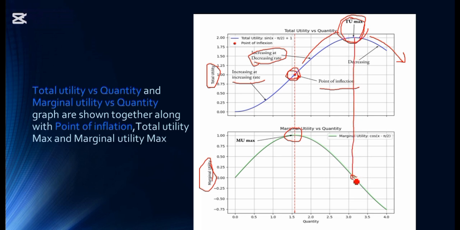Look over both graphs. After consuming one more good, we will not really get satisfied. In this case, our satisfaction level is also decreasing. Let's move to our next topic.